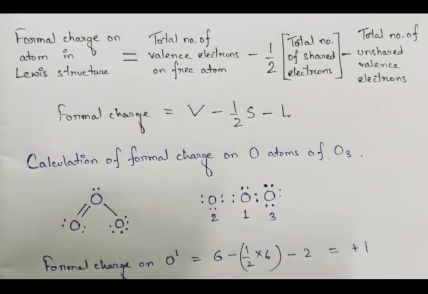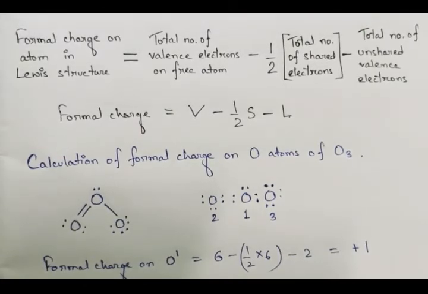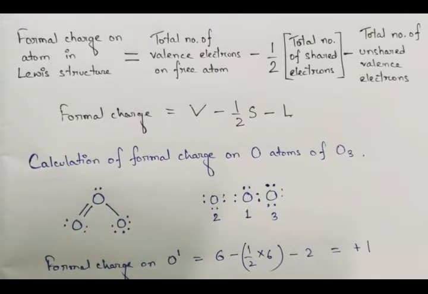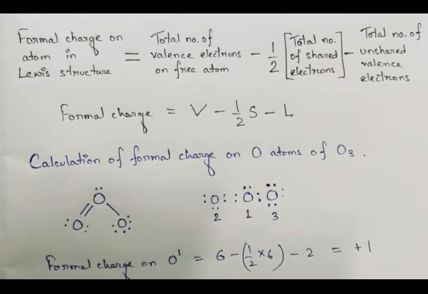That means the structure which has the least formal charge on its atoms has the lowest energy, and the substance which has the lowest energy is considered the most stable compound, right? So in this way we get the advantage of the calculation of formal charge.